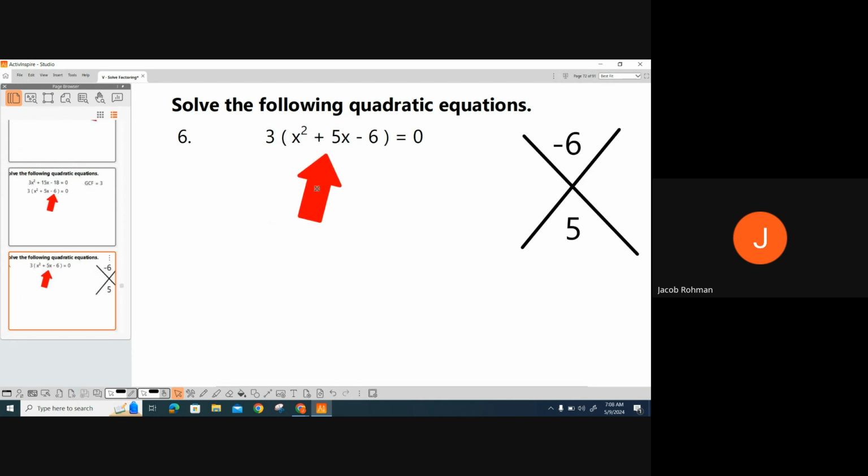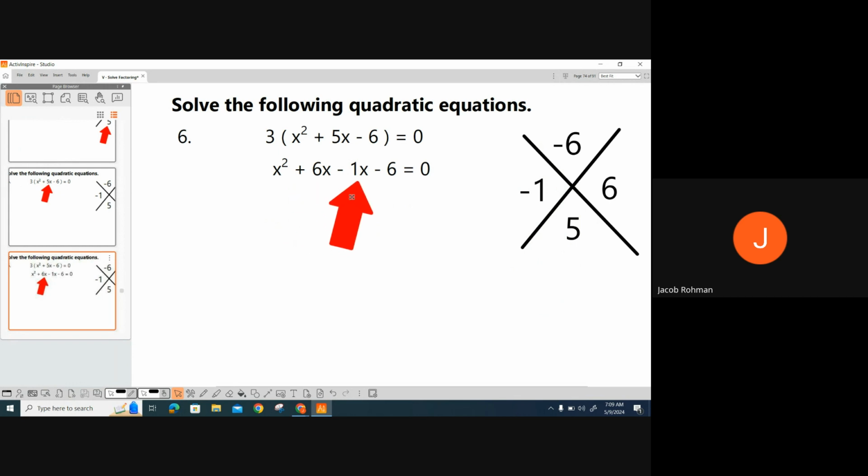And then we're going to treat that trinomial inside the parentheses, and we're going to use x marks the spot. So at the top, a times c, which is negative 6, and at the bottom, it's going to be b, which is 5. So now we're going to label the factors here. 6 times negative 1 equals negative 6, and then negative 1 plus 6 is equal to 5. So now we're going to split up the b term into positive 6x and negative 1x.